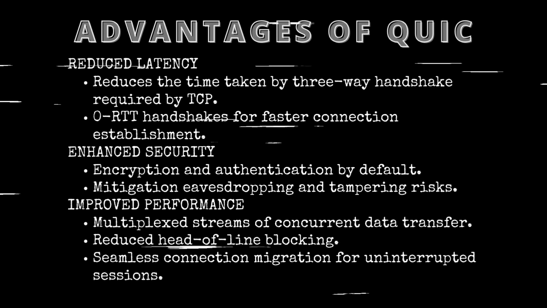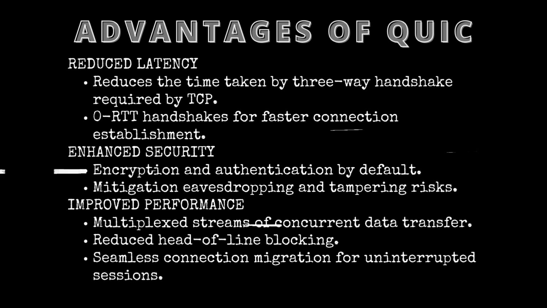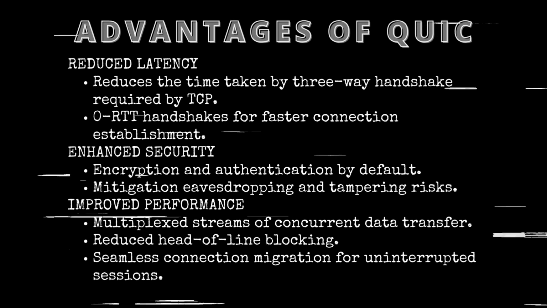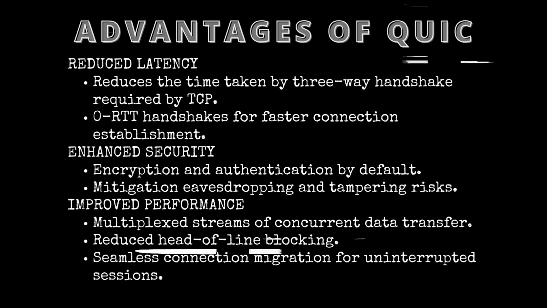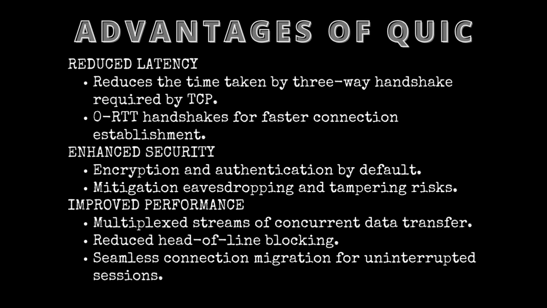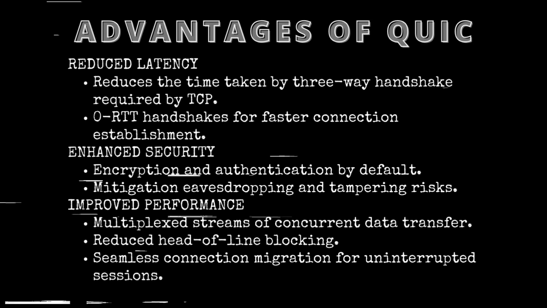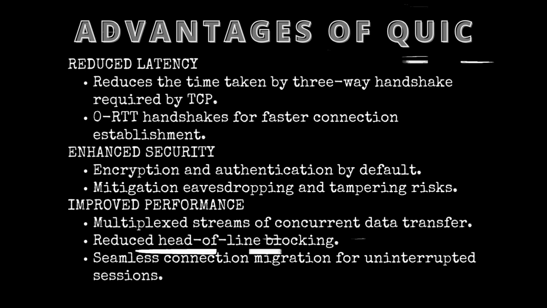Its support for multiplexed streams allows for concurrent data transfer over a single connection, reducing head-of-line blocking as explained earlier, and further optimizing the performance. Moreover, QUIC's seamless connection migration capabilities enable users to maintain connectivity across different network interfaces without interrupting ongoing sessions, enhancing reliability and scalability. These combined advantages make QUIC a compelling choice for modern internet communication, offering improved performance, security, and flexibility for a wide range of applications and use cases.